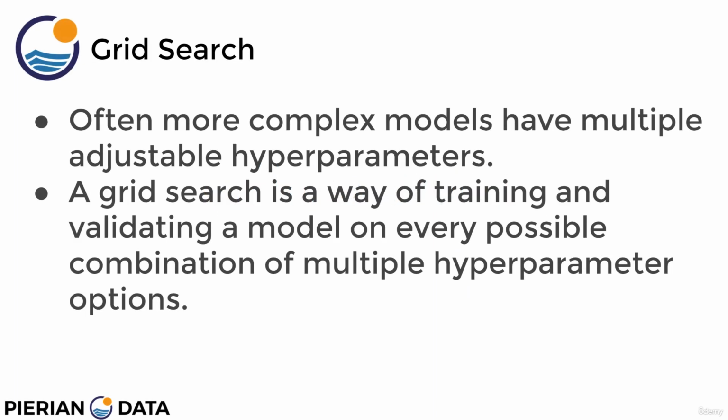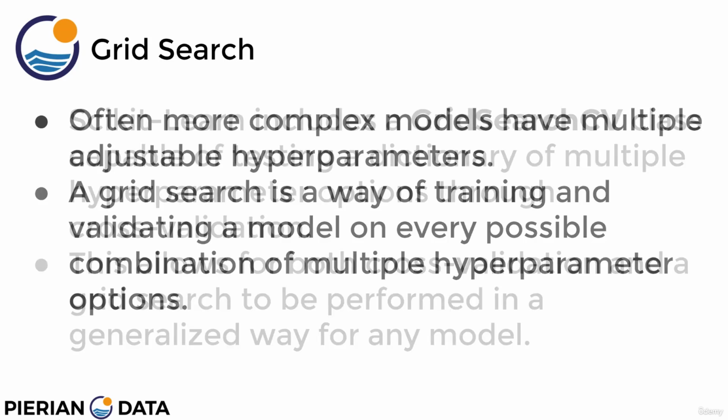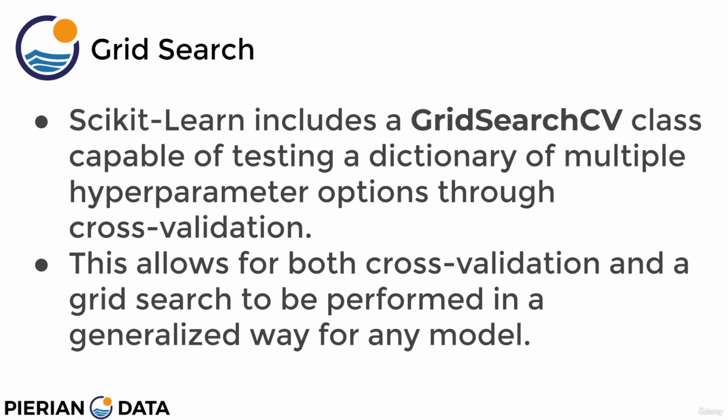Often, more complex models that we'll later learn about in the course have multiple adjustable hyperparameters. A grid search is a way of training and validating a model on every possible combination of multiple hyperparameter options. Scikit-learn includes a GridSearchCV class call, which is capable of testing a dictionary of user-defined hyperparameter options through cross-validation. This allows for both cross-validation and the grid search to be performed in a generalized way for any model.